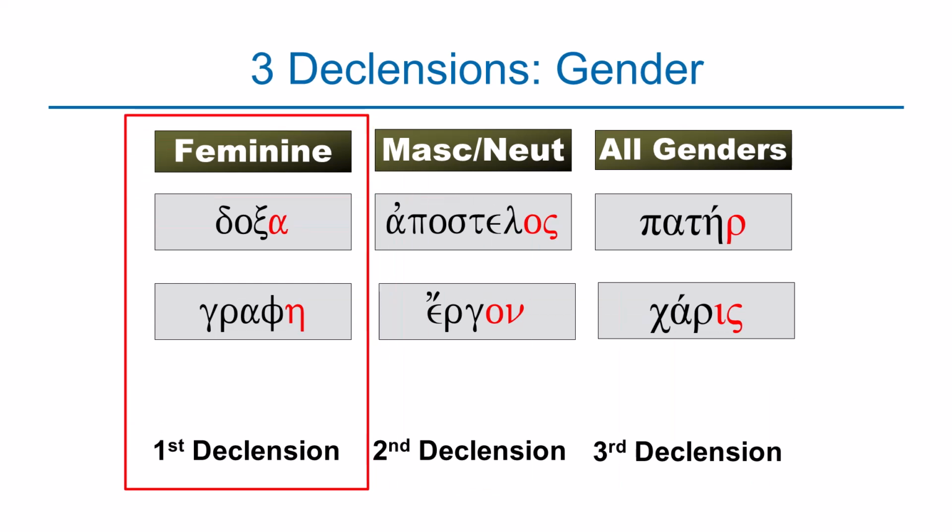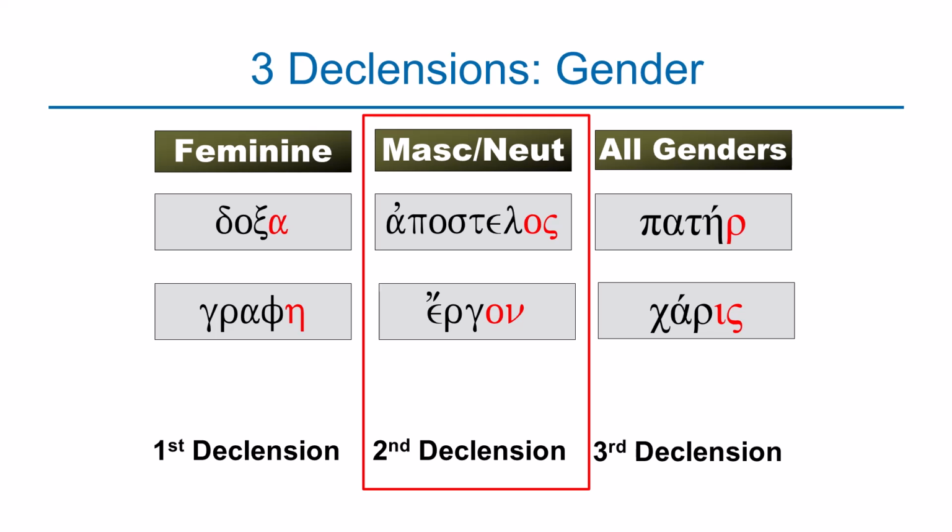Now, the first declension refers to feminine nouns. And so if you have a noun in the feminine, it falls in the first declension. The key to identifying first declension nouns is that the nouns are going to be ending with either alpha or eta. As you can see there, you have two case endings in the feminine. You have words that are ending with alpha, for example, doxa, and words that are ending with eta, for example, graphe. So these two are examples of feminine nouns, and feminine nouns fall under first declension nouns. This will be words that are ending with alpha or words that are ending with eta.